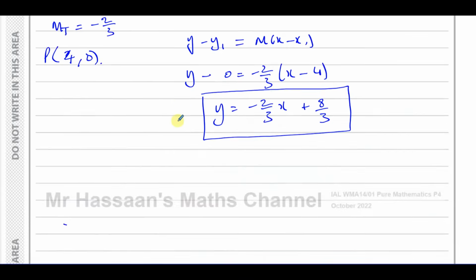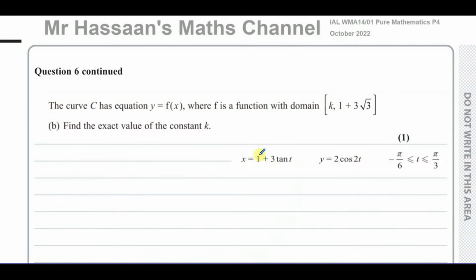Okay, pretty simple. Now for part B. It says the curve has equation y equals f of x, where f is a function with domain k and 1 plus 3 root 3. Find the exact value of the constant k. So this curve that we've been dealing with, this is its domain.